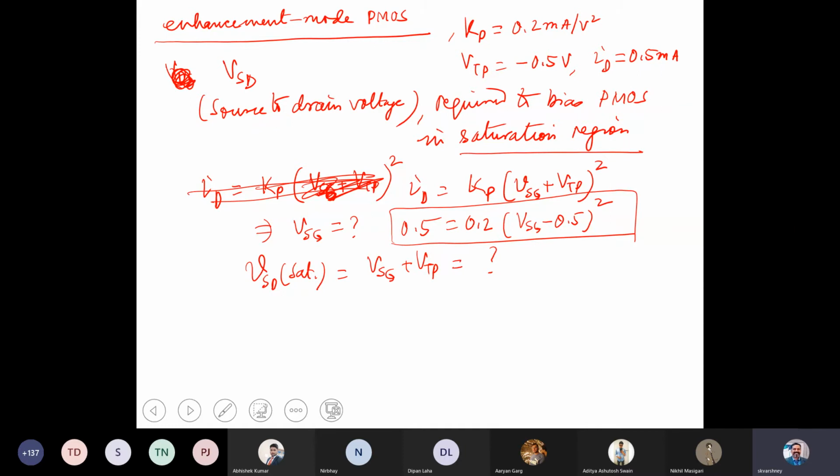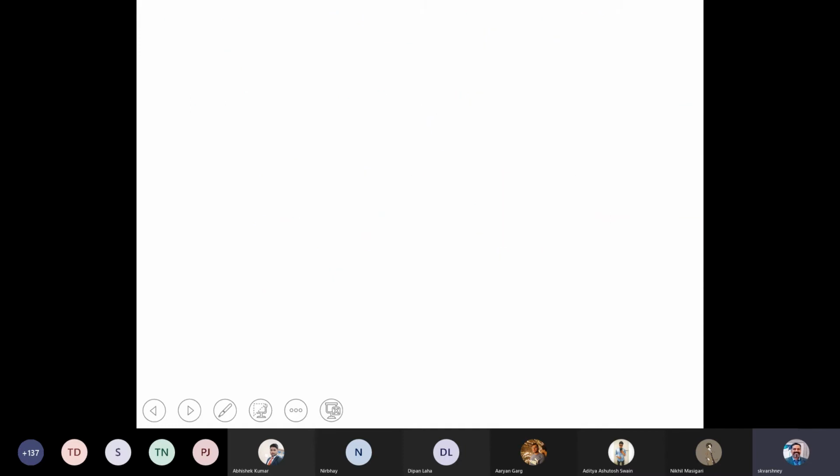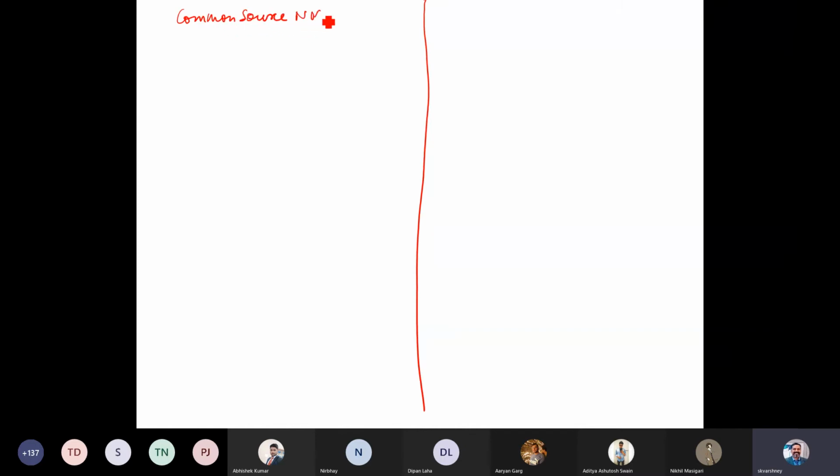Okay, so let's do one more example for the common source NMOS. I think this was common source, let's say NMOS, and now common source PMOS. I'm just drawing the DC circuit. We are only restricting ourselves to the DC analysis part here for the MOSFET, so we are just going for the DC circuit.